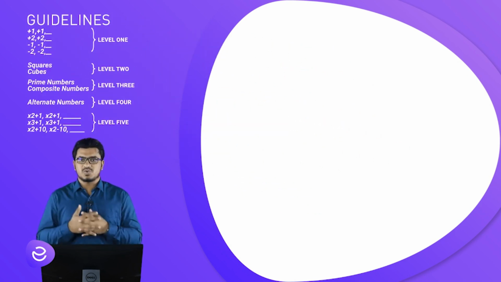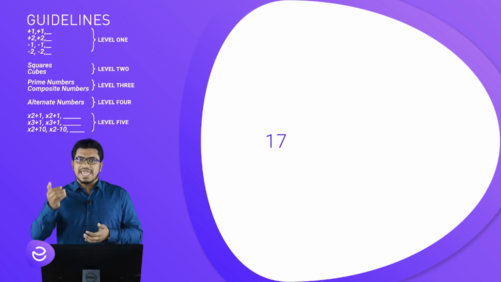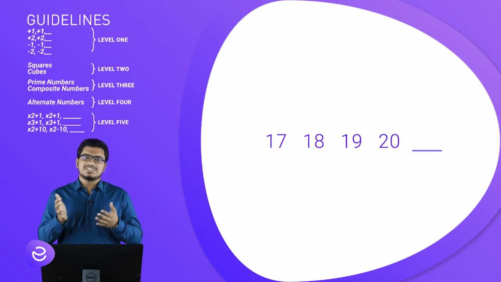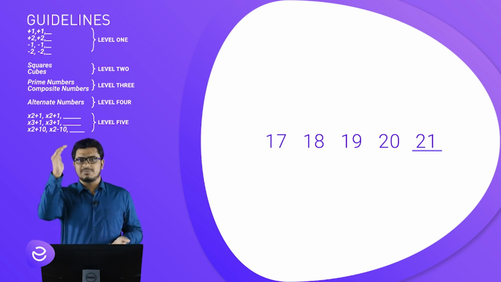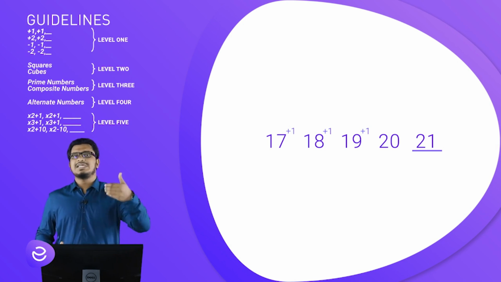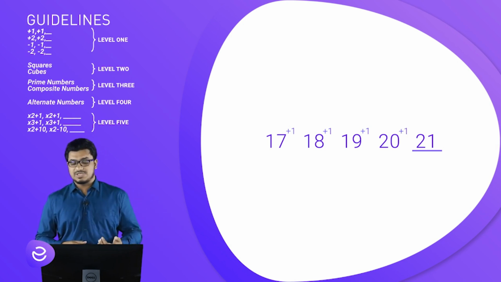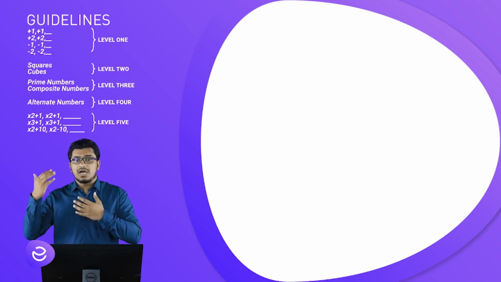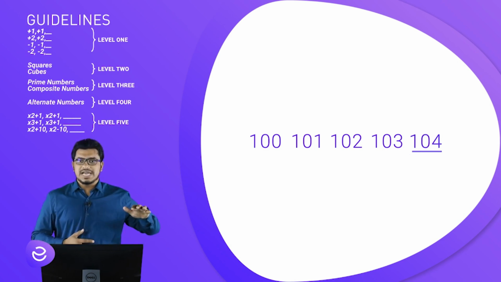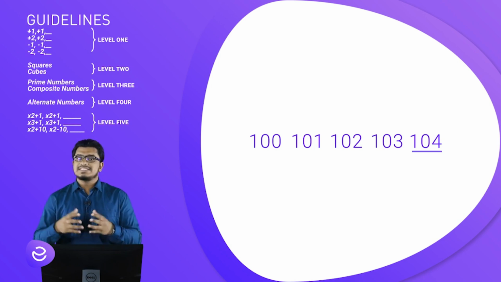The first one is the plus 1 series. You get a question like this: 17, 18, 19, 20, dash. Obviously we know the answer is 21. 17 plus 1 is 18, 18 plus 1 is 19, 19 plus 1 is 20, so 20 plus 1, the answer will be 21. Similarly, when you get another question, 100, 101, 102, 103, if there is a dash after 103, 104 will be the answer. So that is a plus 1 series.